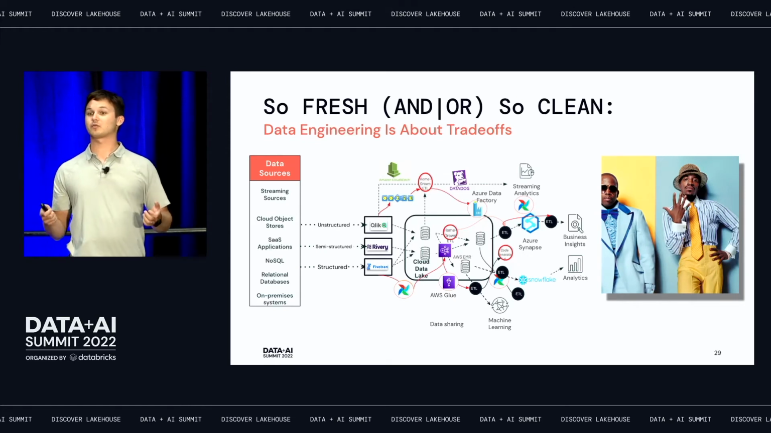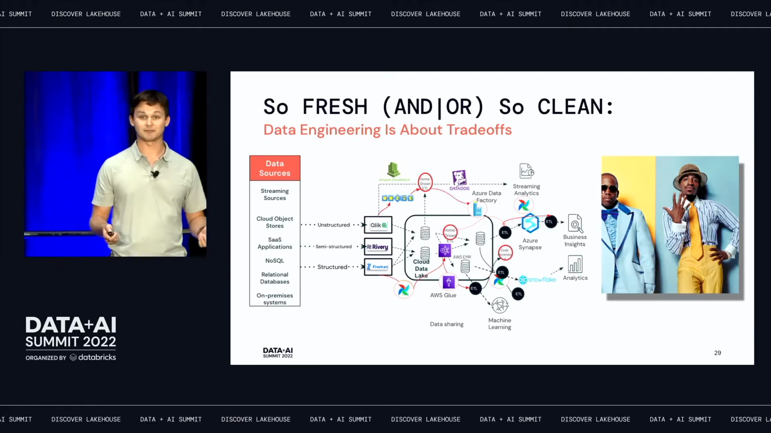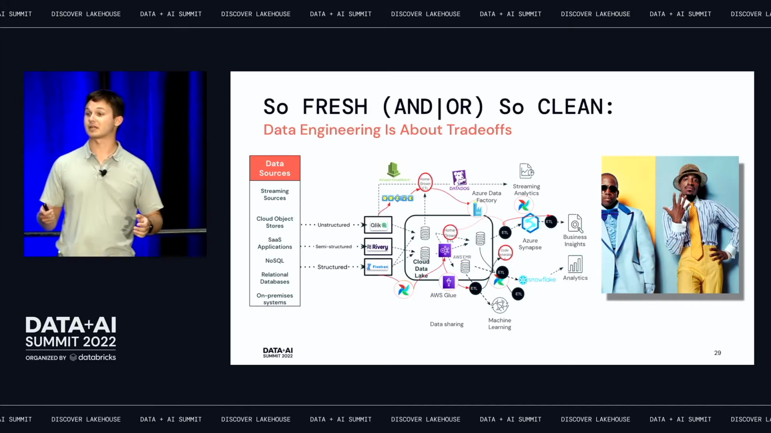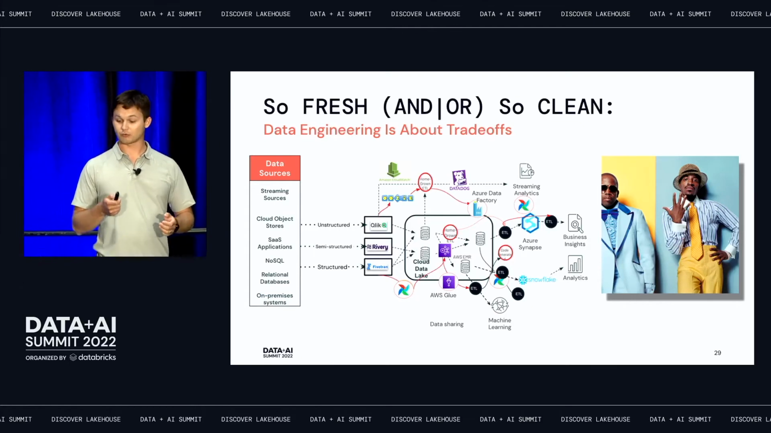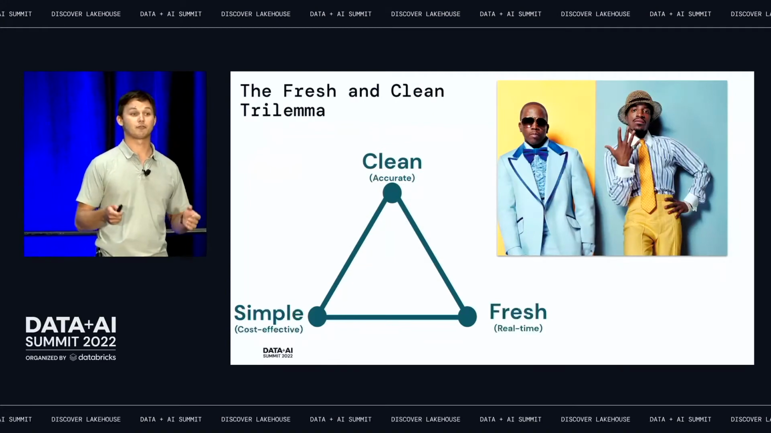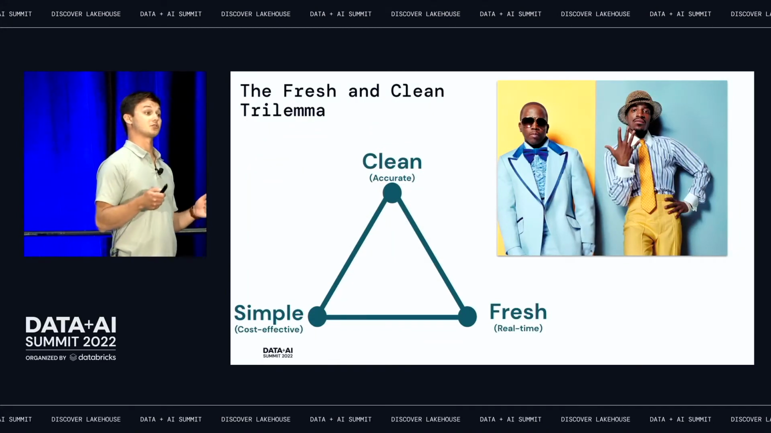So, why do we care about this? Why do we call the talk so fresh and so clean? Because as data engineers, if you zoom out at the big picture level, when we're taking different kinds of technologies that are optimized in different ways and stitching them together into a data architecture, what we're really doing is trying to figure out the right trade-off in the SLAs and guarantees we're giving to the consumers.